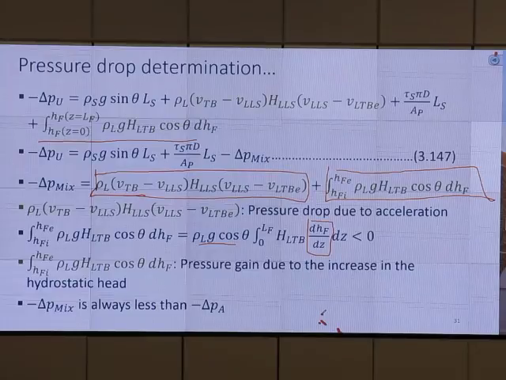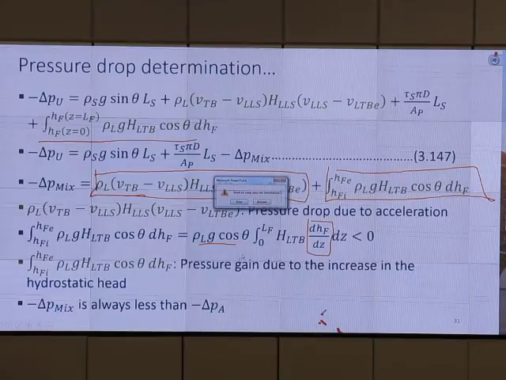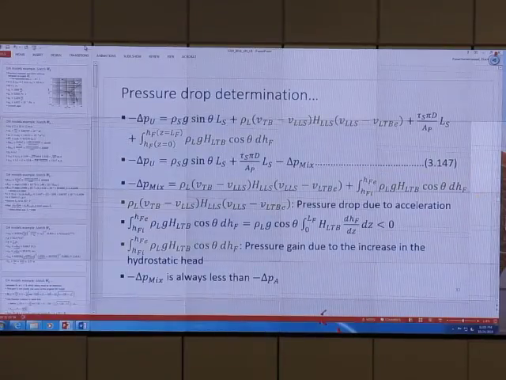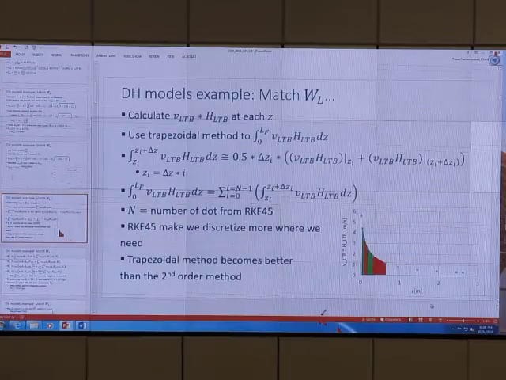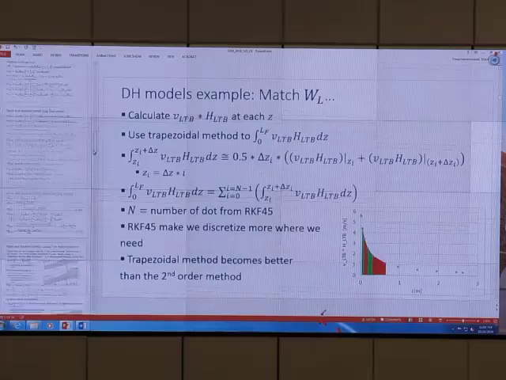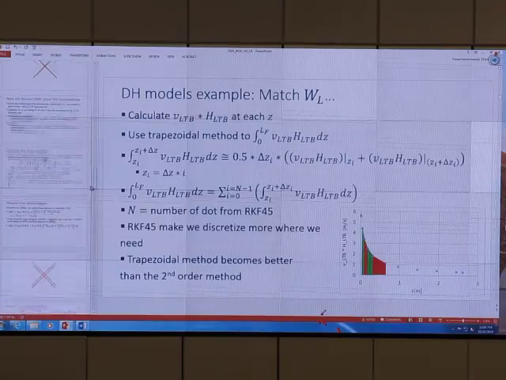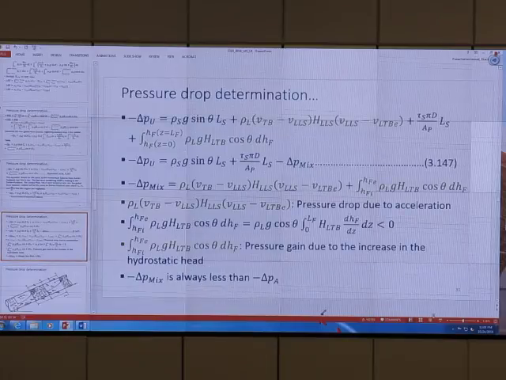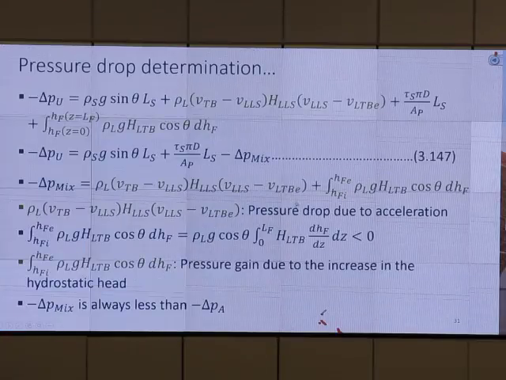When you try to get the film profile, the z direction is opposite to the flow direction. There is no integration in this one. So the direction of z is opposite to the flow direction.